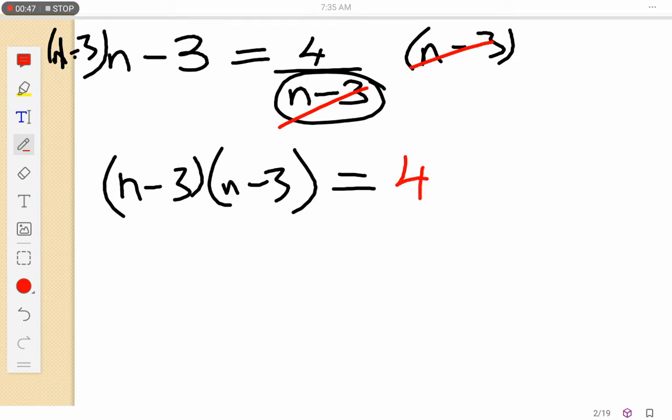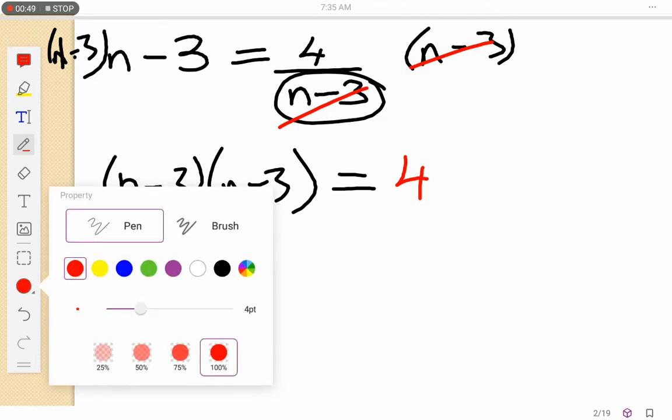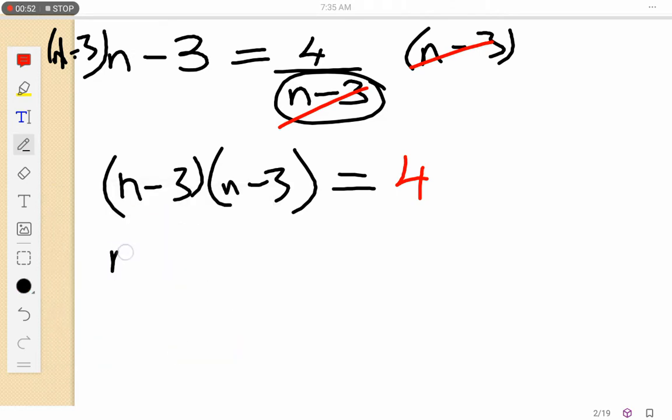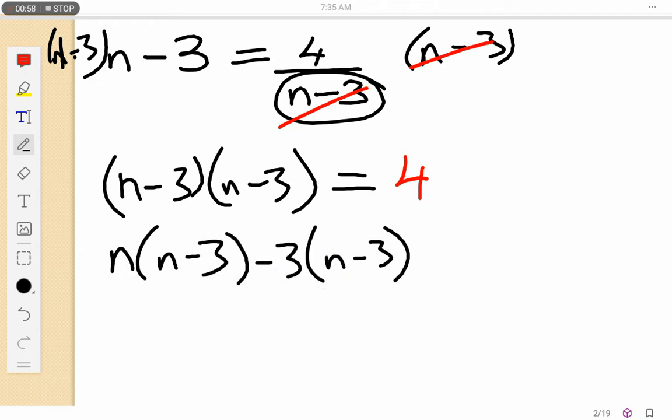Okay, so when we have it like this, we can now remove the brackets and have n multiplying n minus 3, minus 3 multiplying n minus 3. So it's like you take this number, multiply this whole bracket, and you do the same for the minus 3, multiply the whole bracket there. So basically that's what we are doing there. Okay, so I'll have this is equal to 4.